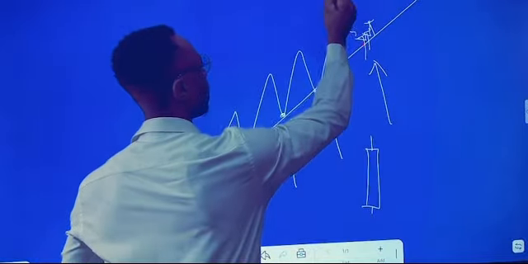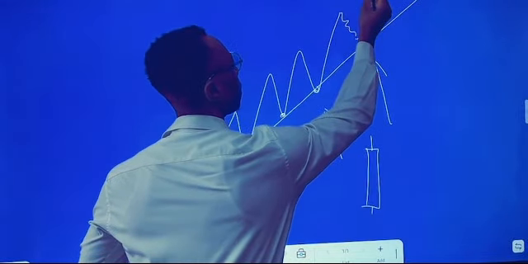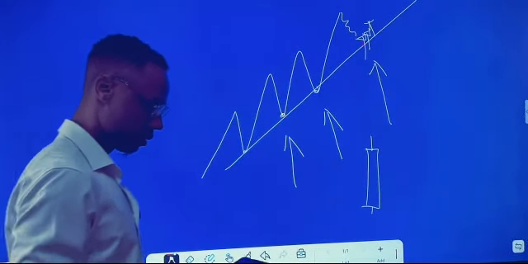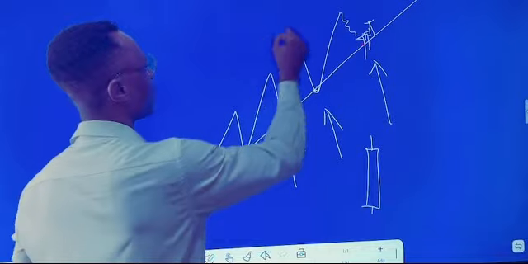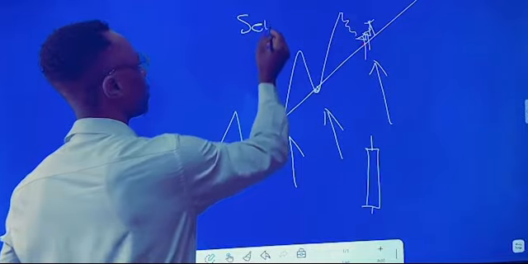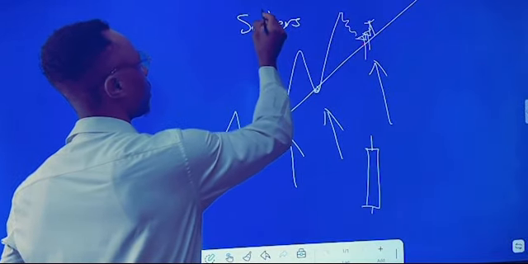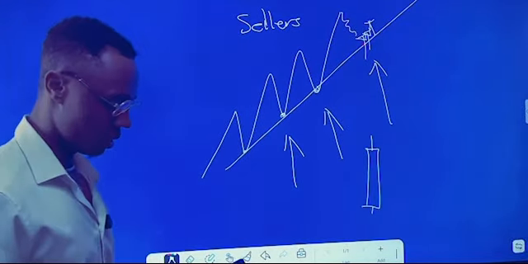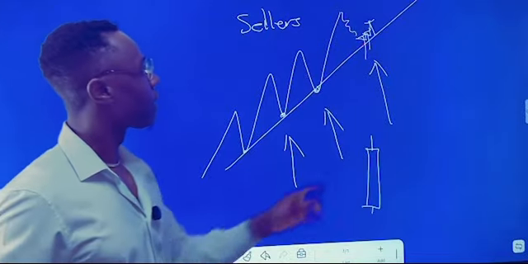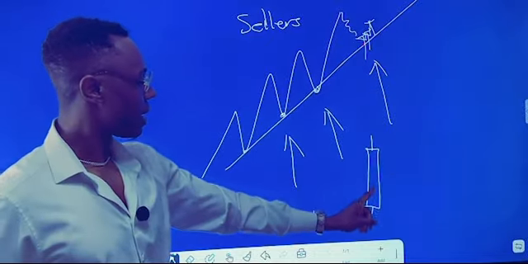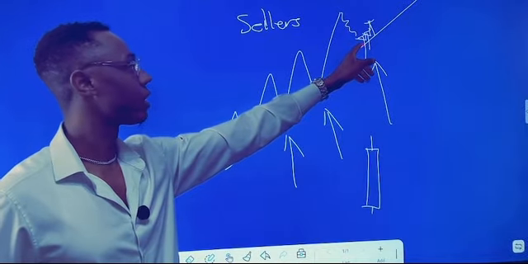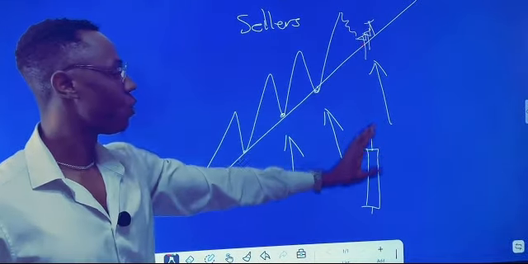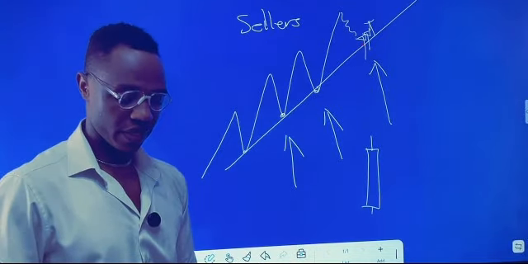From this zone, the sellers are here. At the top, you have the sellers here. So anytime you see a candlestick like this approaching your point of interest, you need to be very, very careful. Stay calm. Wait until you see your last confirmation.